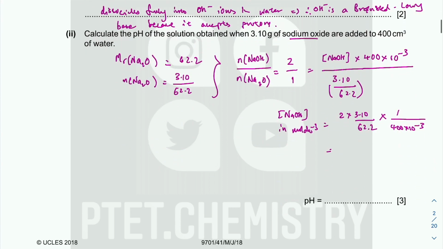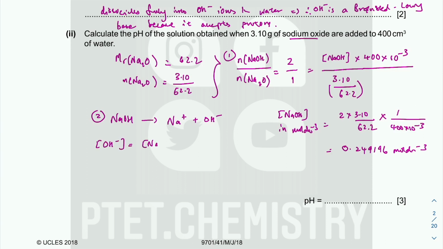And I got that to be 0.249196, etc., etc. I don't want to round off too early, so that's why I put in a lot more significant figures than I would normally have. So we know that NaOH is a strong base, so it dissociates fully into that. So therefore, the concentration of OH minus is the concentration of NaOH, 1:1 there. So that's 0.24196 mole per dm cube.